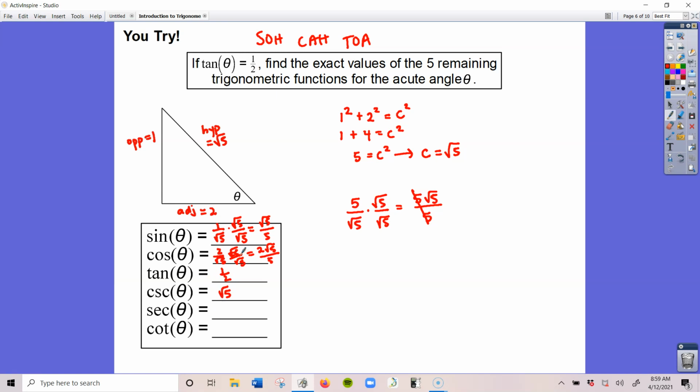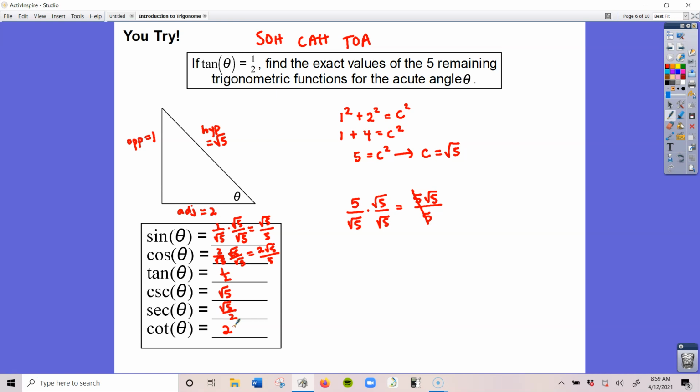Secant is the reciprocal of cosine, which I also had to rationalize. So I can look at my original cosine, which was 2 over the square root of 5, and flip that one, and I get the square root of 5 over 2. Or like I said, you can flip what you got here for cosine as your final answer, and then rationalize that, and you would get the same exact answer. Cotangent is the reciprocal of tangent, so we would flip tangent. Tangent is 1/2, so the reciprocal would be 2 over 1 or just 2. And that's how you would find that.